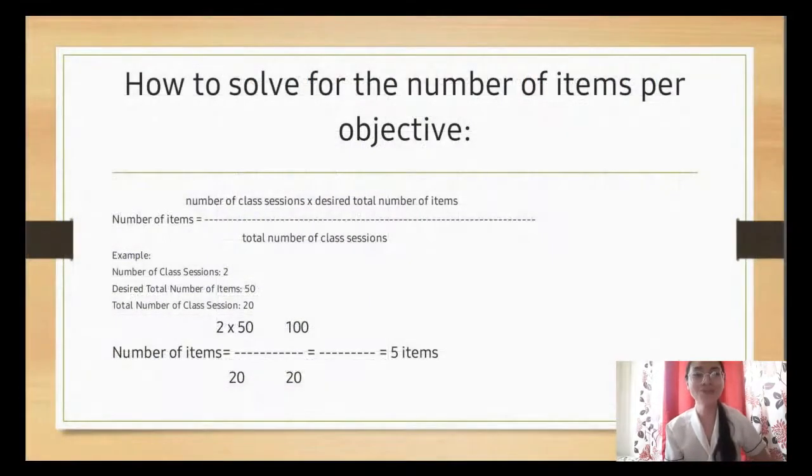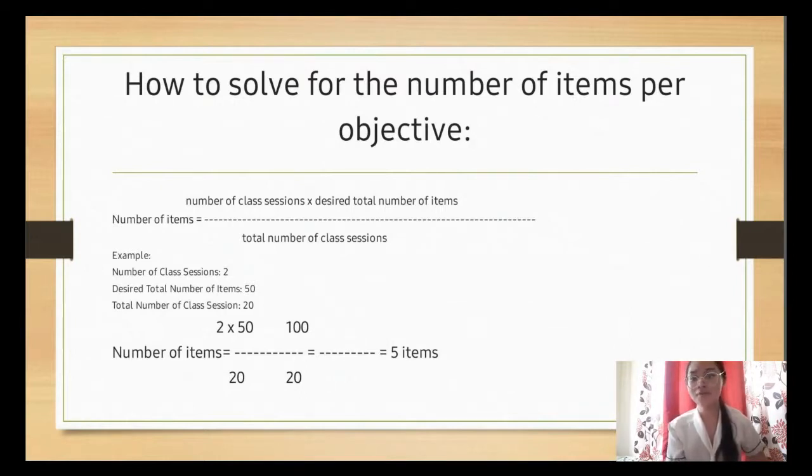And now, I will teach you how to solve for the number of items per objective. By using the formula, number of items is equal to number of class sessions times desired total number of items divided by total number of class sessions. And I have given an example here. Number of class sessions is equal to 2. Desired total number of items is equal to 50. And the total number of class sessions is equal to 20.